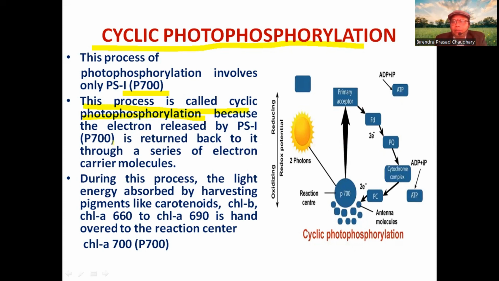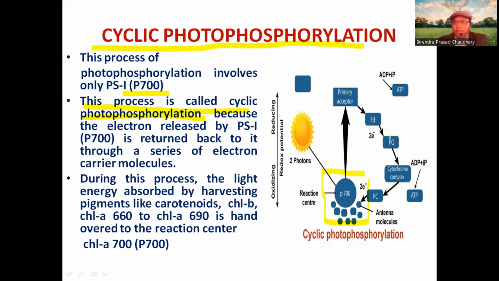What happens here? Let's look at the diagram. This is photosystem first. The electrons released by photosystem first go to a high level; here two electrons are written, and this is the primary acceptor molecule. Then it passes through a series of electron carrier molecules and again returns back to the same photosystem from which the electron was released. That is why it is called cyclic photophosphorylation: there is a cyclic manner of transport of electrons through the electron carrier molecules.